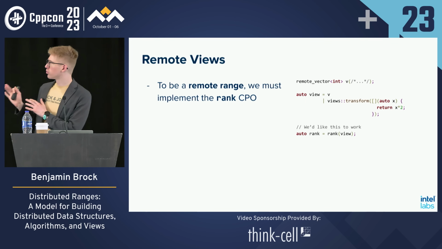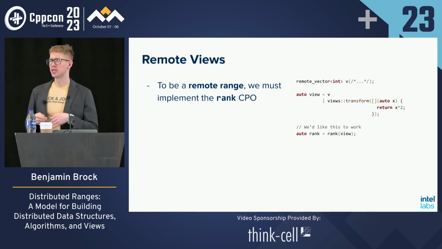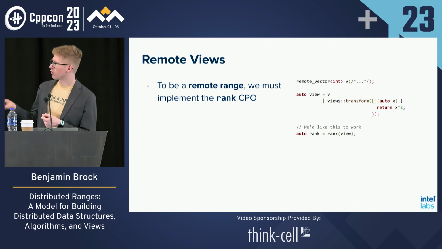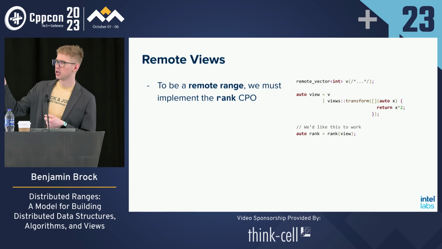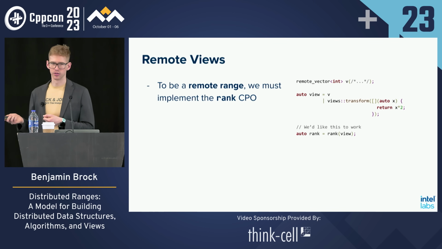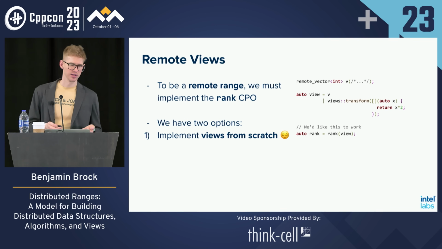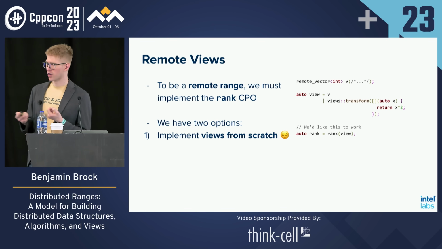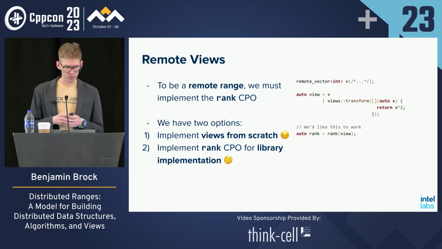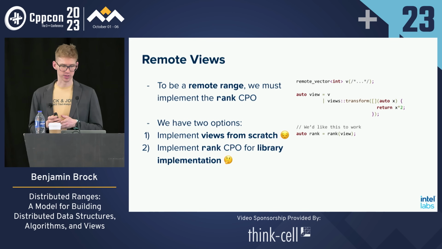Now, let's start with remote views. So if we have a view whose base is a remote range, then we'd like that view to also be a remote range. What we need to do to make this happen is to implement a rank CPO for it. So basically, if we have a view whose base is a remote vector, we would like for the view to have a rank itself, so that it's also a remote range. So we have essentially two options. The first option would be to implement all these views from scratch and add a rank or segments method, which is not optimal. Or what if we could essentially implement this rank customization point for different library implementations?